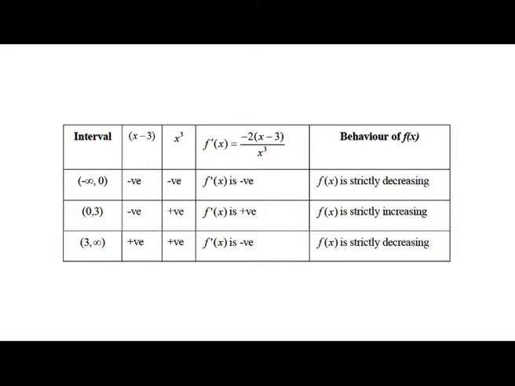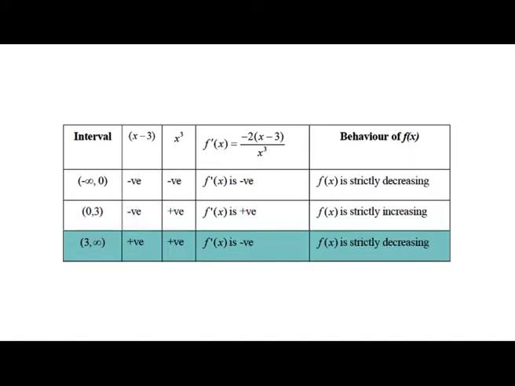In the interval minus infinity to 0, x minus 3 is negative, x cube is negative, hence f dash of x equal to minus 2 times (x minus 3) by x cube is negative, and hence f of x is strictly decreasing. In the interval 0 to 3, x minus 3 is negative, x cube is positive, hence f dash of x equal to minus 2 into (x minus 3) by x cube is positive, and hence f of x is strictly increasing.